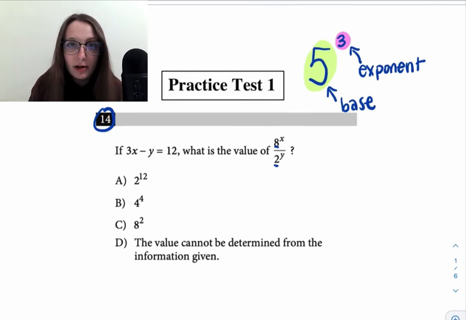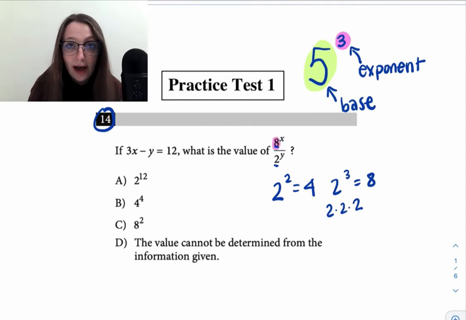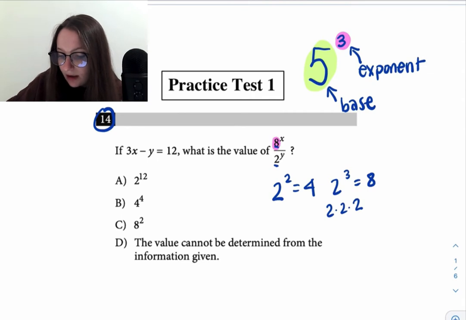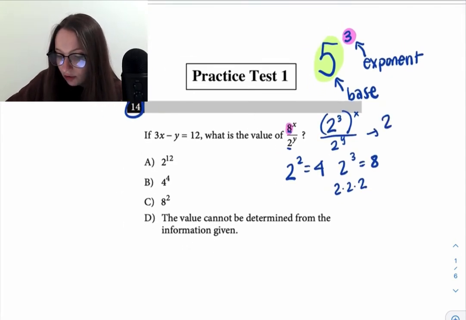We want to realize that 8 is actually a power of 2. For example, 2 squared is equal to 4. 2 to the third, which as a reminder is just 2 times 2 times 2, is equal to 8. So we can rewrite 8 with 2 as the base, and then manipulate what we have. If we rewrite 8 as 2 to the third, to the x on the outside, and then we have 2 to the y on the bottom, we now have the same exact base. So this simplifies to 2 to the 3x over 2 to the y.